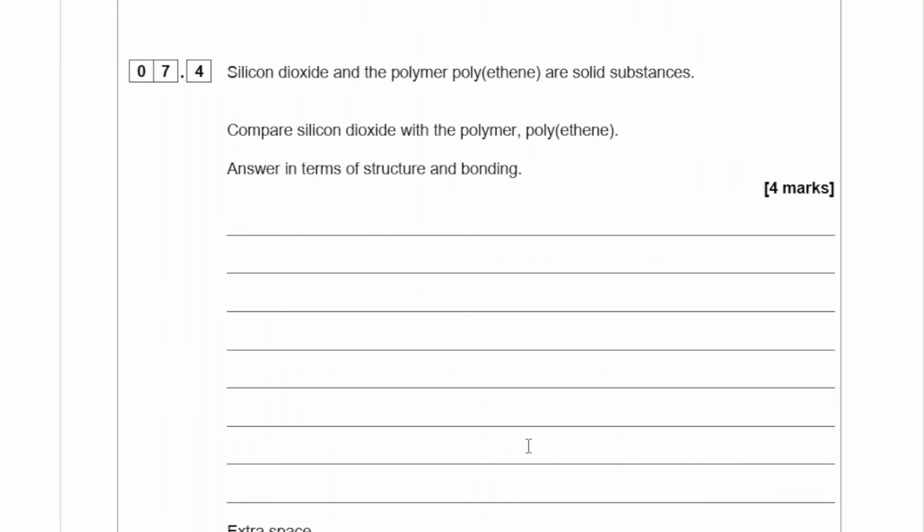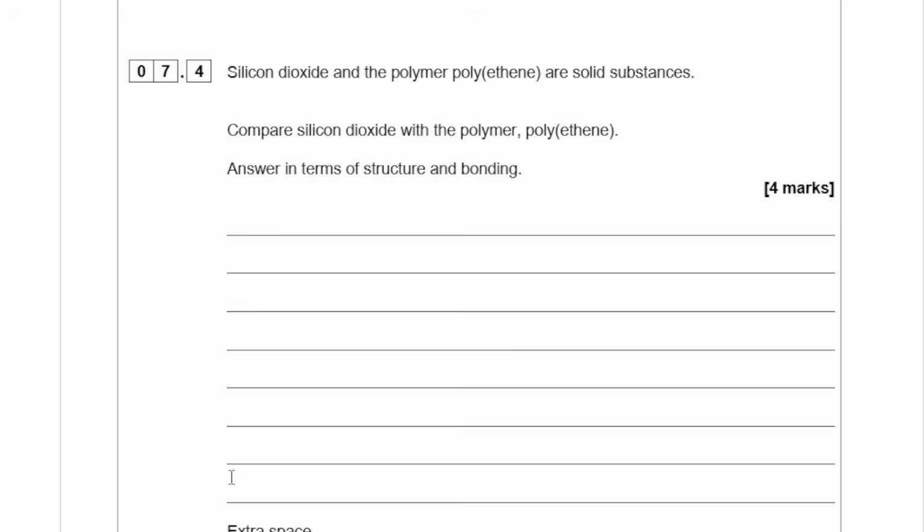Silicon dioxide and the polymer polyethylene are solid substances. Compare silicon dioxide with the polymer polyethylene. Answer in terms of structure and bonding. So for this, let me type up the answer, because the answer that they're expecting is relatively bigger. They are both solid substances. Silicon dioxide is made up of silicon and 2 oxygen atoms. It has a double bond. They are both covalent bonds, which are strong.